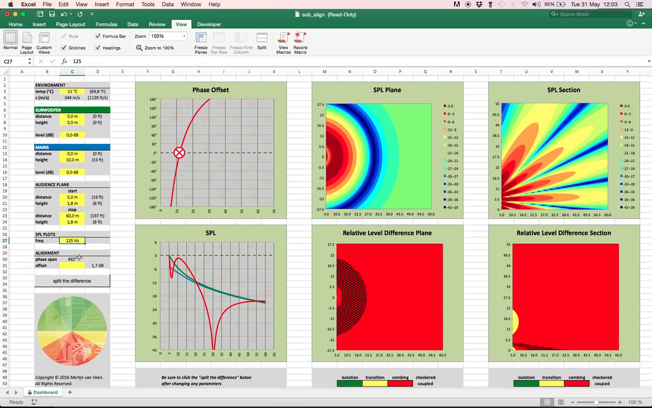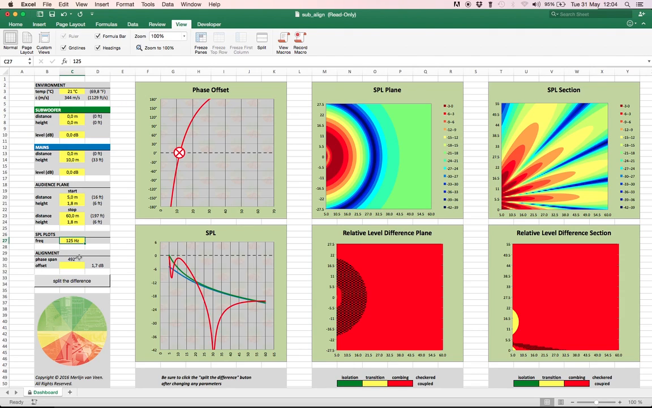This is one of the arguments in favor of flown subwoofers, because it's the physical displacement in the vertical that introduces the trouble to begin with. So right now, for 125 Hertz, under these conditions, we are dealing with a 492-degree problem.